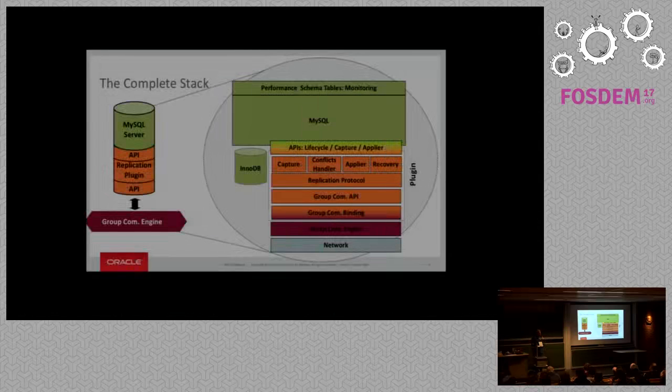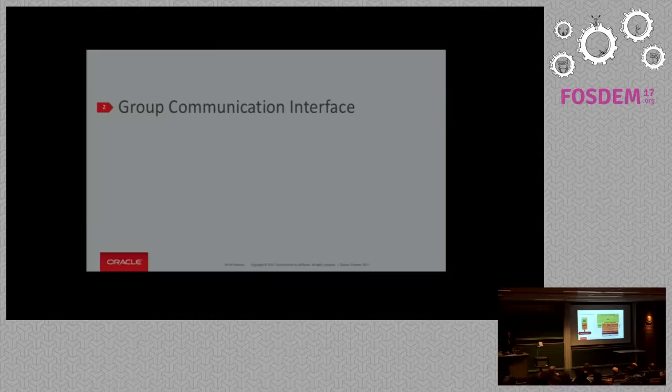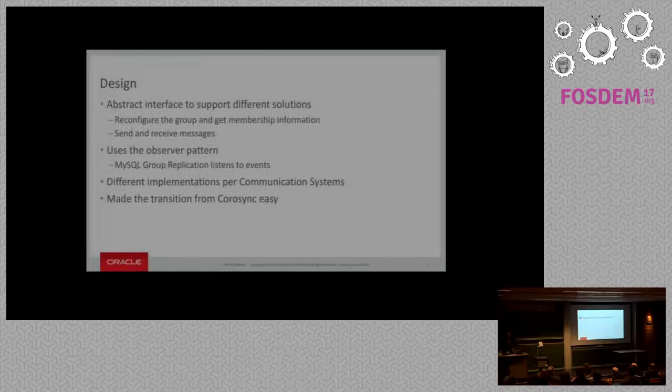So underneath, there is this group communication API that's responsible for propagating the information to the remote nodes. And we're going to dive a little bit into this API. Just a second. So this API is quite simple. It's a thin layer. The idea was to hide all the implementation details of the group communication system itself.